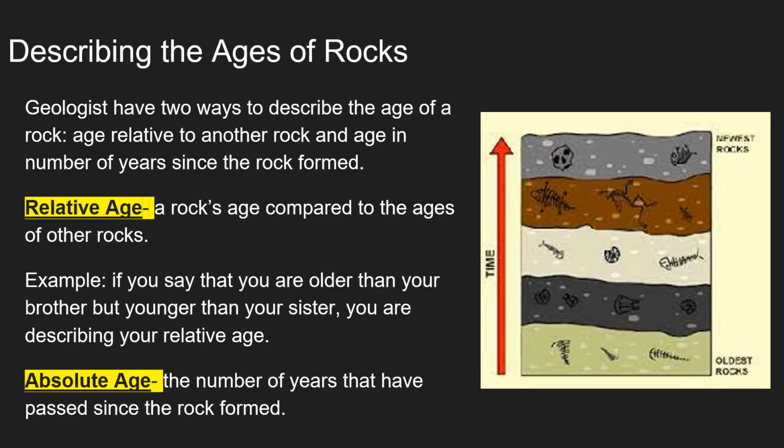Describing the ages of rocks. So geologists have 2 ways to describe the age of a rock. Age relative to another rock and age in number of years since the rock formed. So relative age is a rock's age compared to the ages of other rocks. Example, if you say that you are older than your brother but younger than your sister, you are describing your relative age. Absolute age is the number of years that have passed since the rock formed. So if we were to go back to that example and saying how old you are, that would be how old you are since you were born.